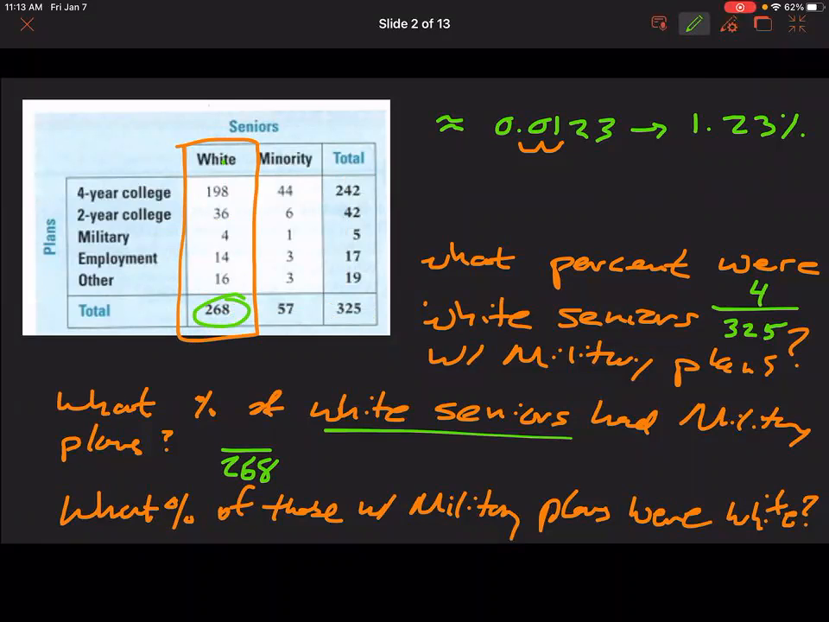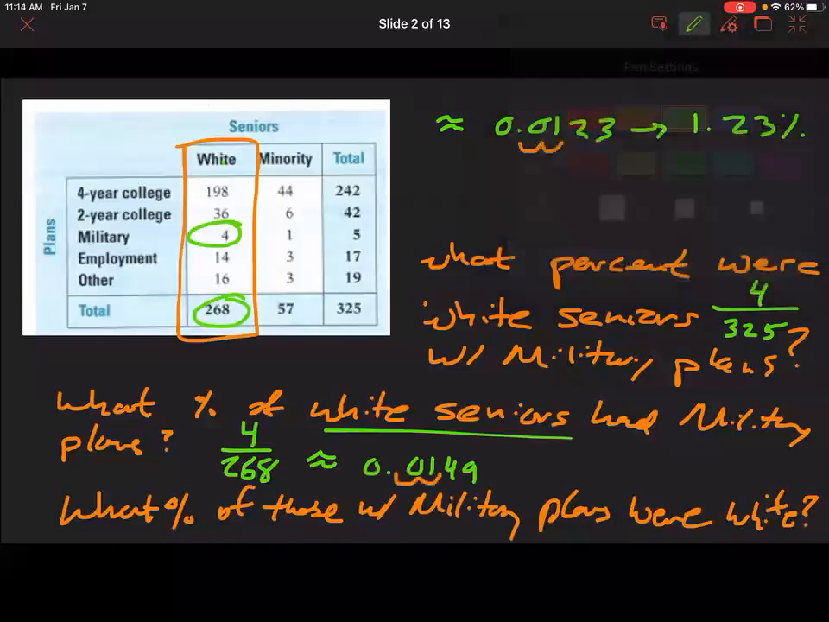And it says what percent of them had military plans? That's going to be 4. So 4 divided by 268 is approximately 0.0149. Move the decimal 2 times to the right, and we get 1.49%. Remember, we're doing the squiggly equal sign because we're not writing down the exact number with all the digits. We're just writing down the first 4. So it's no longer the exact answer. It's only approximately equal to.